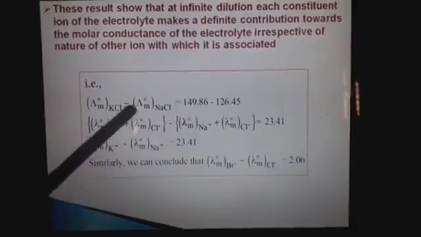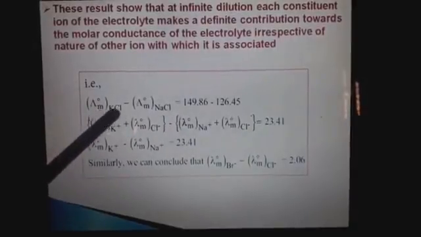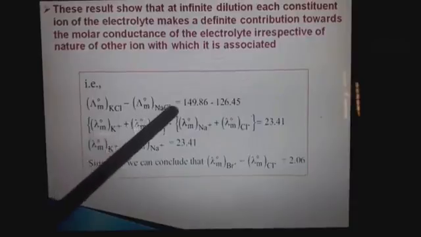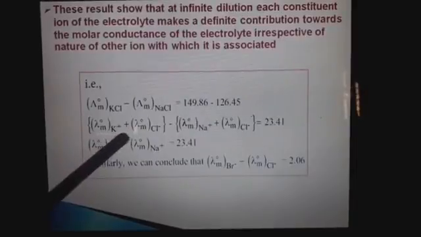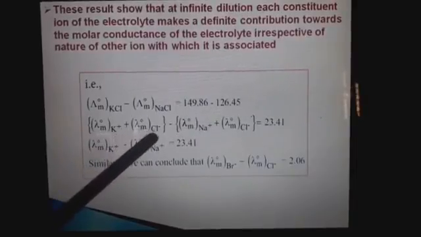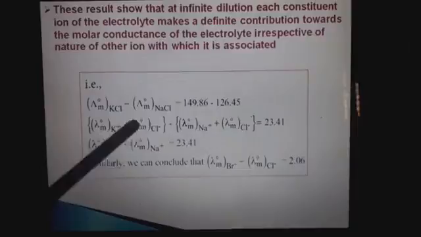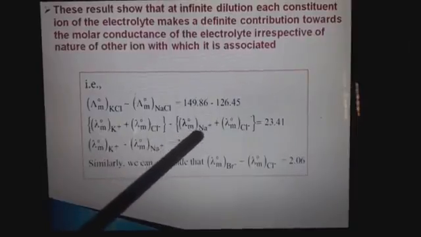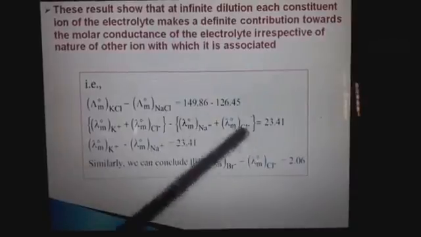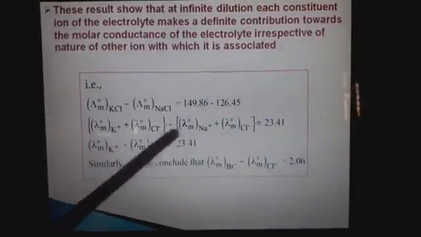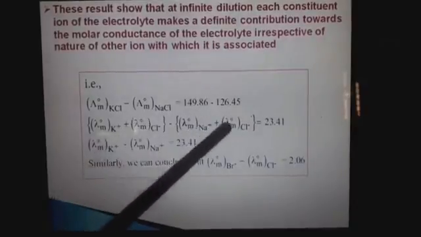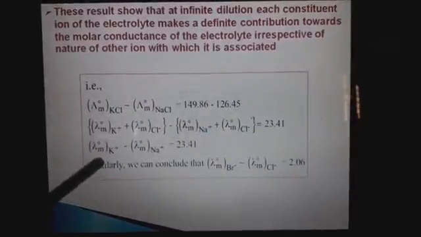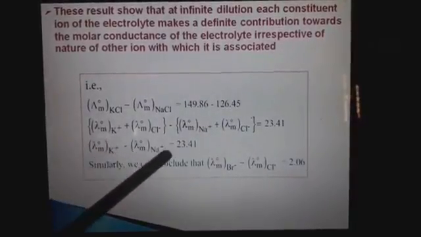Example for this relationship: lambda 0 m of KCl minus lambda 0 m of NaCl is equal to the difference value. Here you split lambda 0 m of K plus and lambda 0 m of Cl minus using the above Kohlrausch formula. Now cancel the common term: this Cl minus and that Cl minus cancel. So lambda 0 m of K plus minus lambda 0 m of Na plus is equal to this value.